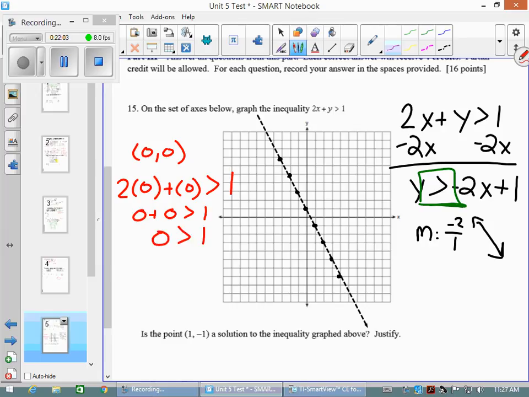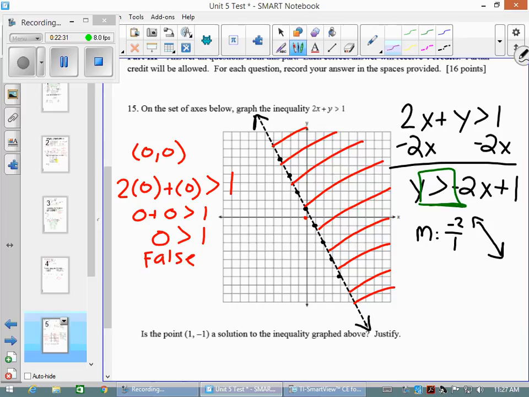So that point 0, 0 is right here, and I do not want to include it, so I'm going to shade away from that point. So my shading is going to go this way, away from that point 0, 0. Now, the only other things that we want to make sure we do is make sure that we have arrows on the end of our dashed line, and we want to label this line with the equation. So 2x plus y is greater than 1.